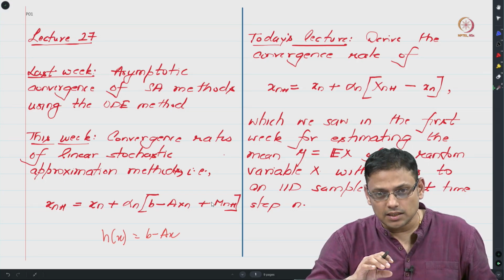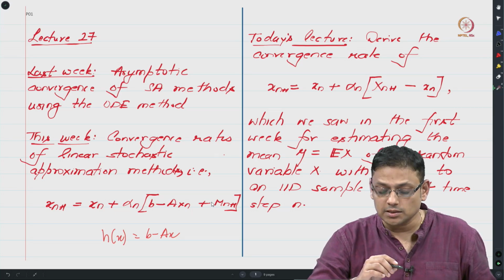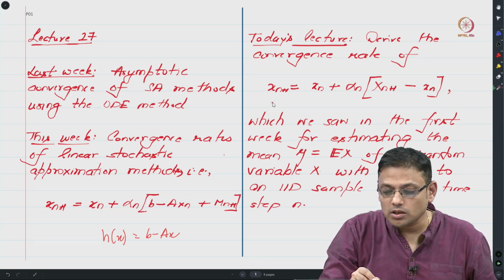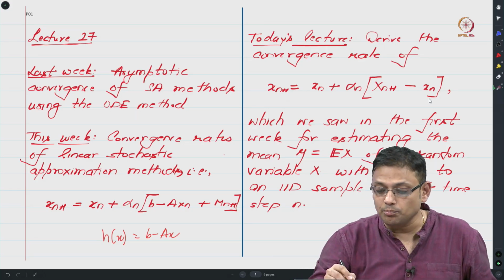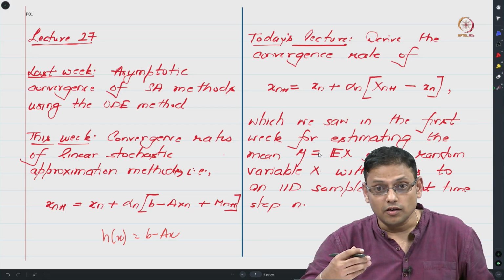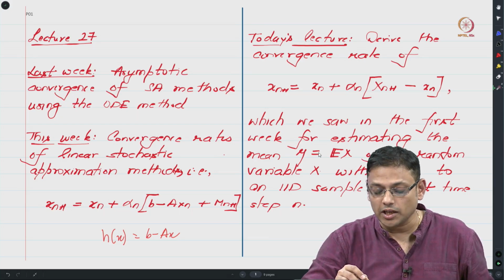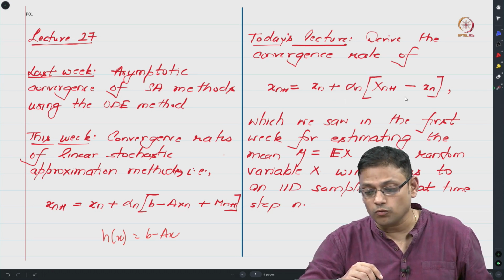And in today's class, we will keep things even simpler. We will focus on this very basic algorithm used for estimating the mean of a random variable X, which we had discussed during the first week. Okay, so let us recall the problem that we had discussed, and let us recall how this algorithm was designed.